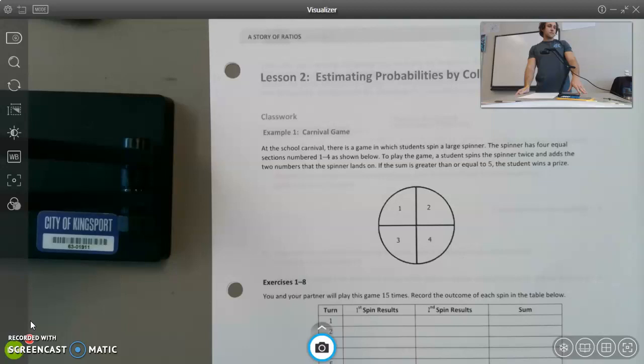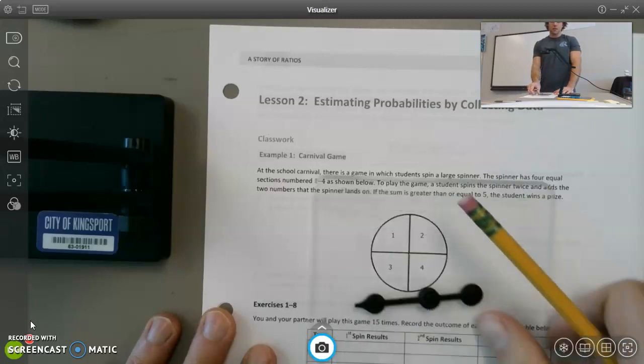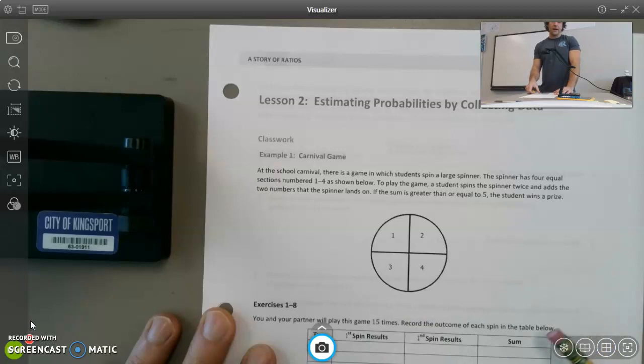We are looking at lesson 2 of our probability and statistics unit. Today we're going to be talking about how to estimate probabilities by collecting data, and what we're really doing is trying to make inferences about how likely something is to happen based on our experiments or experience. Sometimes you'll hear this called experimental probability. That's the idea that we're looking at today: as we do experiments, what assumptions would we make about the likelihood of things to happen.